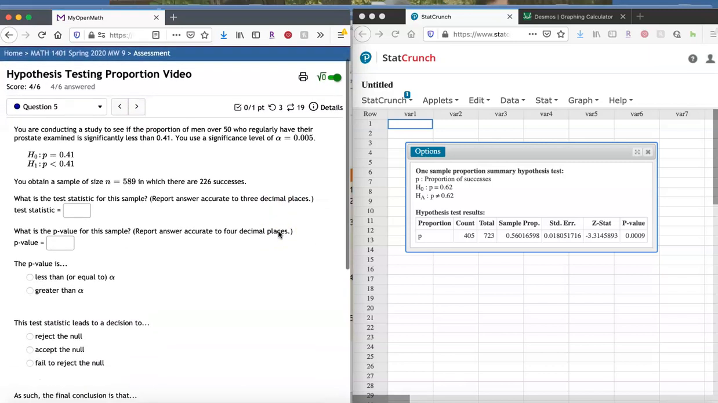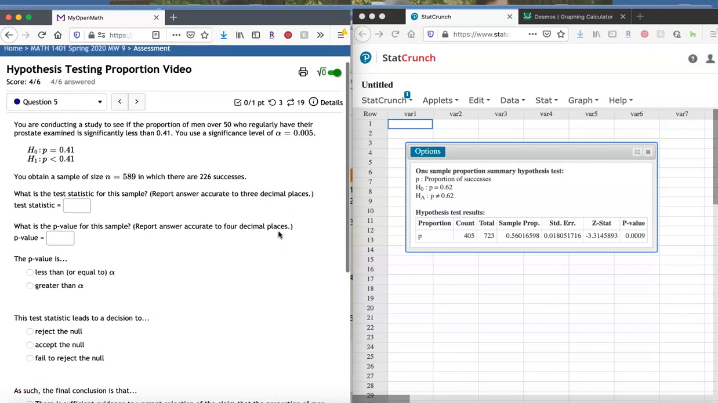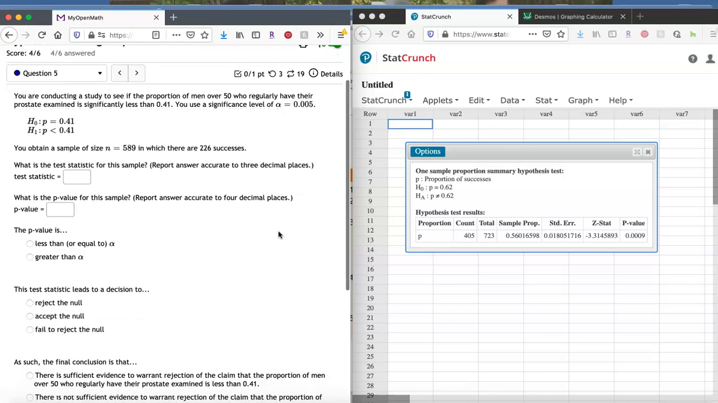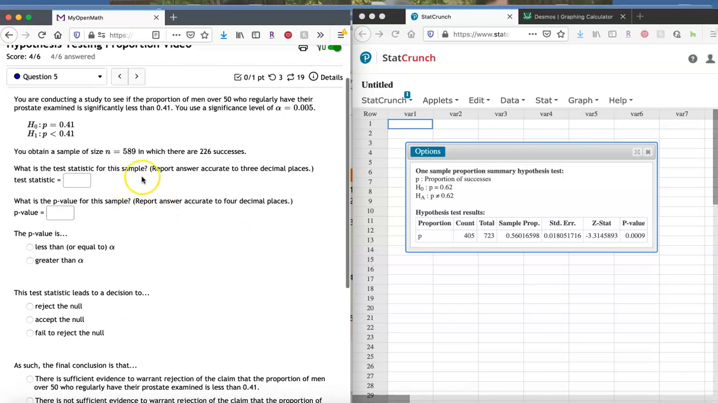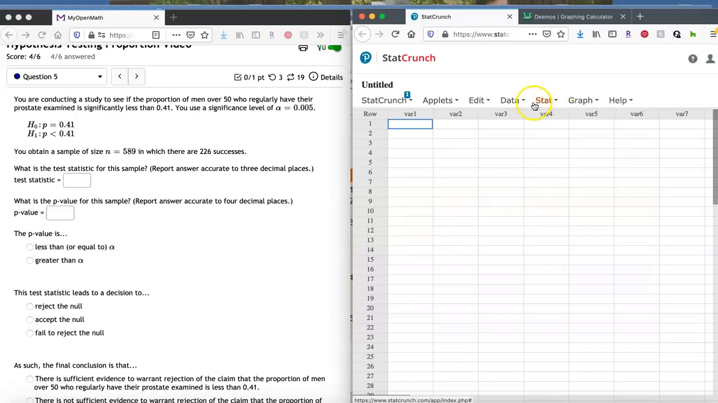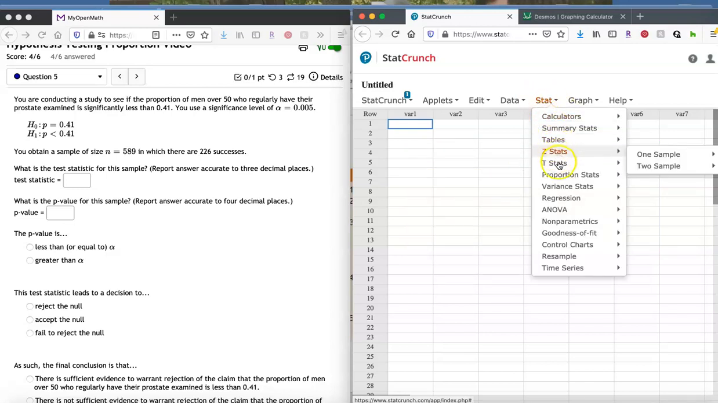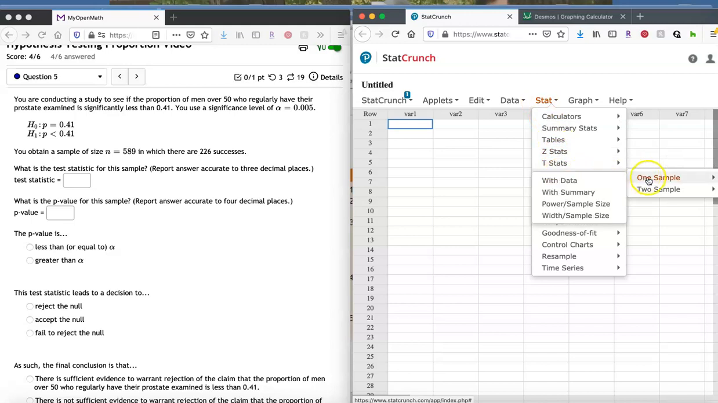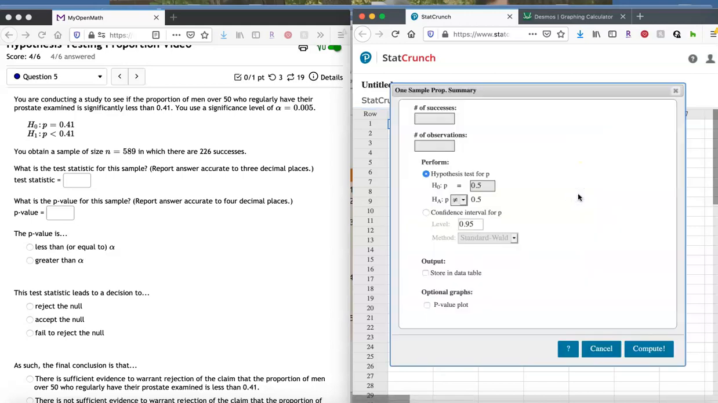All right, number 5, you're conducting a study to see if the proportion of men over 50 who regularly have their prostate examined is significantly less. Okay, that's your setup. We can delete that one. We go to stat. We want to go to proportion stat. We want 1 sample, and we want with summary. The number of successes, read for that. That's 226. The number of observations is 589.